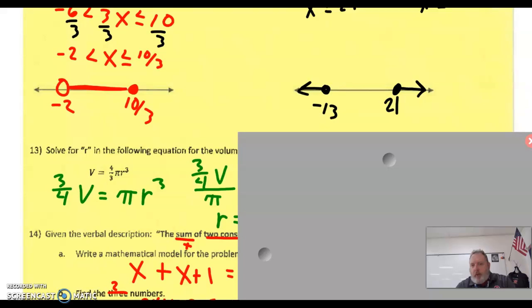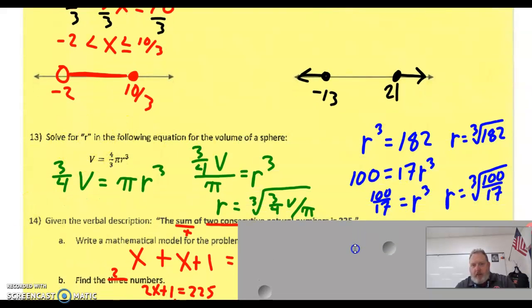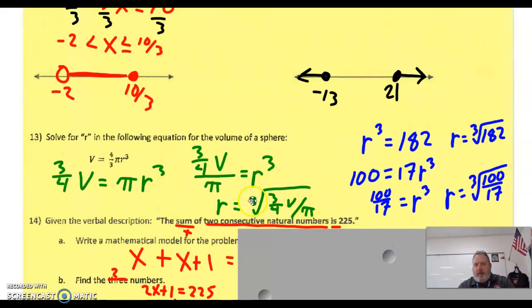13 is just a literal equation. It says solve for r in the following equation for the volume of a sphere. So this is just a sphere equation. We're solving for r. So the reciprocal of 4/3 is 3/4. Then I'm going to divide by pi. And then I've got to get rid of this cube, so I take the cube root. So I end up with 3/4 times the volume divided by pi. Take the cube root of that. And then that's how we go from there.